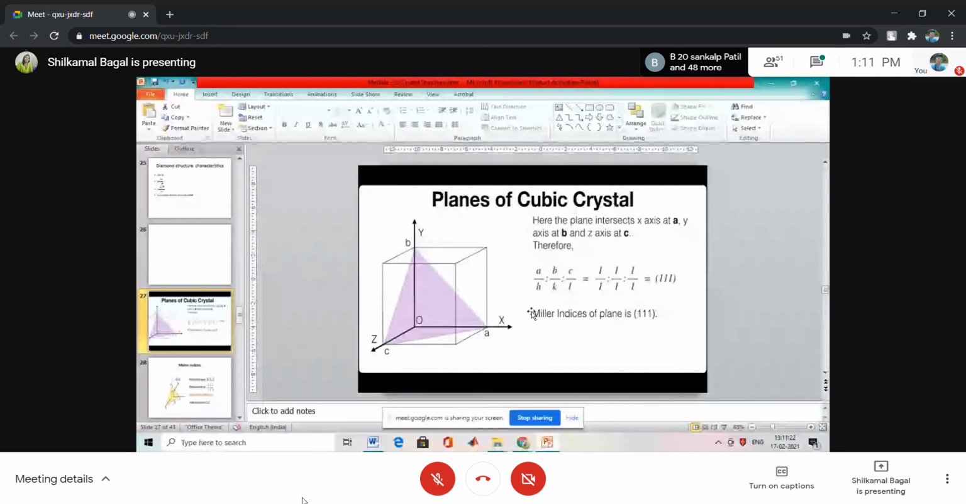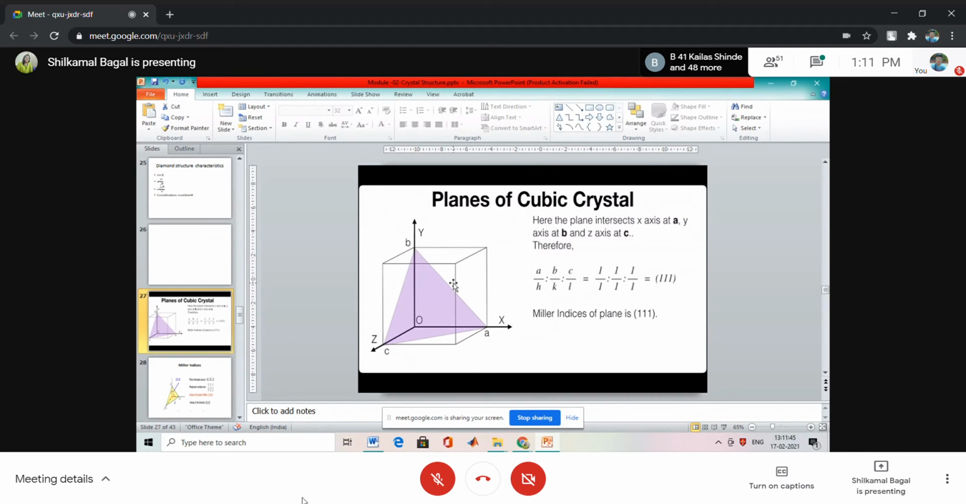Now let us start the next topic, that is the planes of the cubic crystal. A plane is nothing but a plane surface. And a plane in a crystal, that is a crystal plane, is nothing but a plane passing through the lattice points. Plane passing through the lattice points.